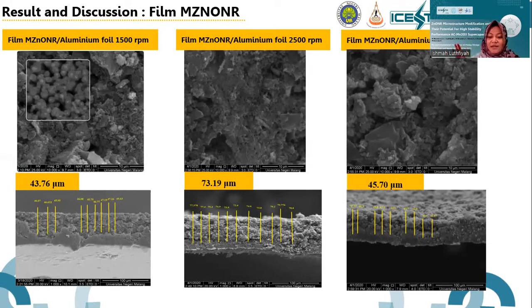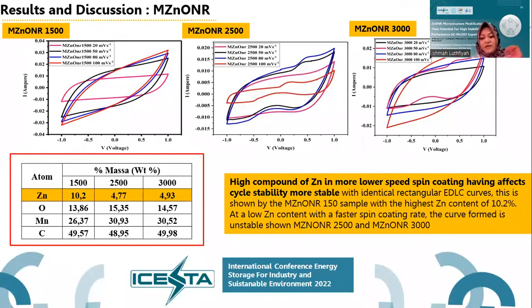If you use a higher spin coating speed, we can get a higher thickness because of a problem in the laboratory. But for the result in this session, we can see that MZnONR at 1,500 rpm gives more stable performance. Because the high content of Zn at the lower spin coating speed affects cycle stability, it is more stable with an identical rectangular EDLC curve. This is shown by the MZnONR 1,500 sample with the highest Zn content, up to 10.2%. At low Zn content with a faster spin coating rate, the curve form is unstable. You can see that from my picture.